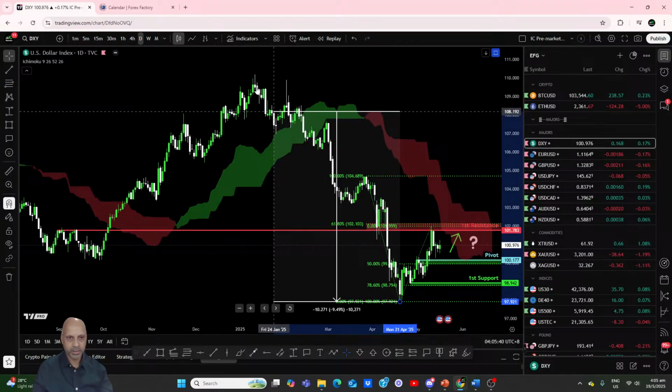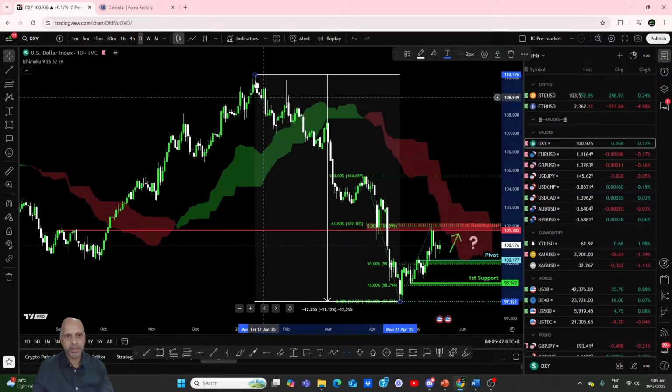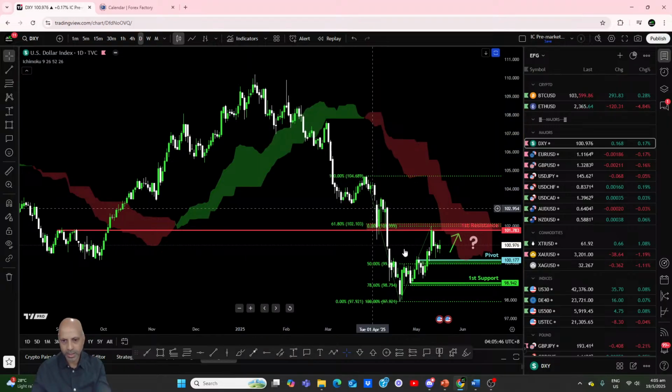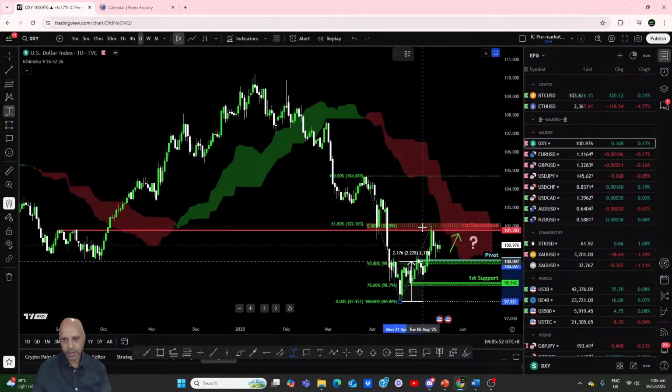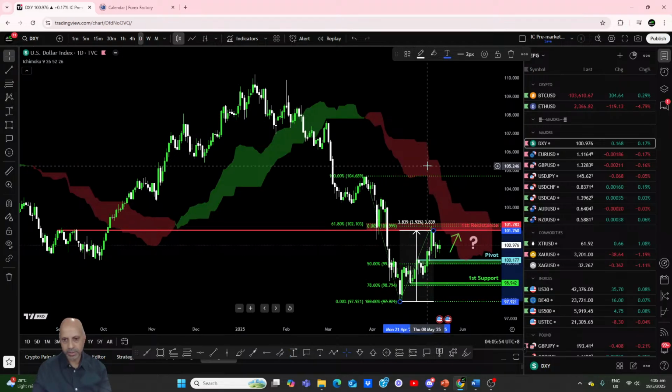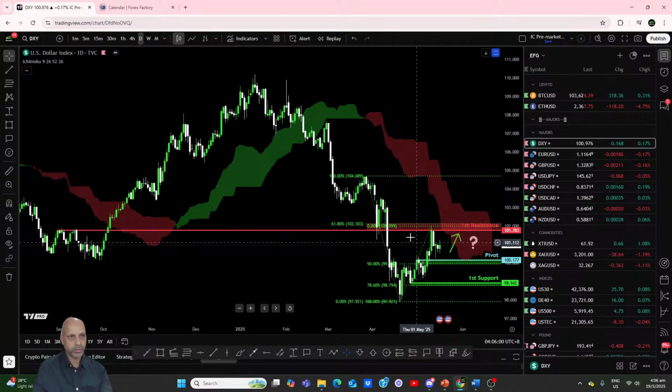And if you look at it since mid of January of this year, from peak to trough, we've seen the dollar index lose over 11%. However, since the third week of April, we've seen the dollar index rebound as high as 3.9%.